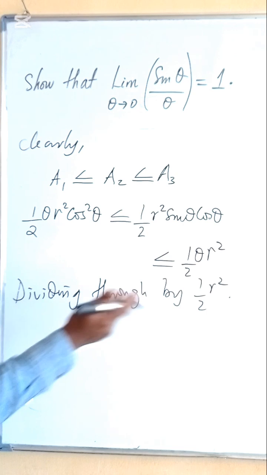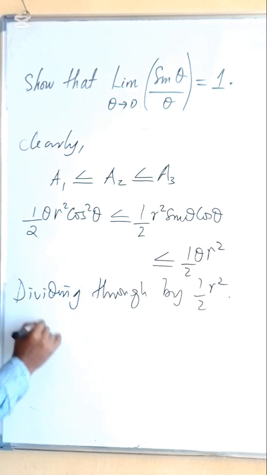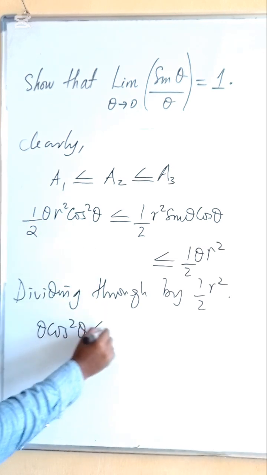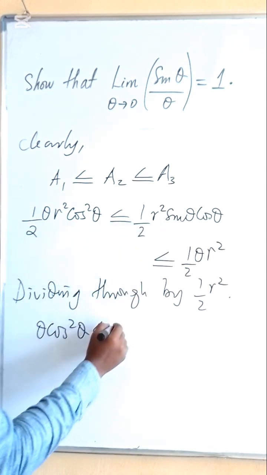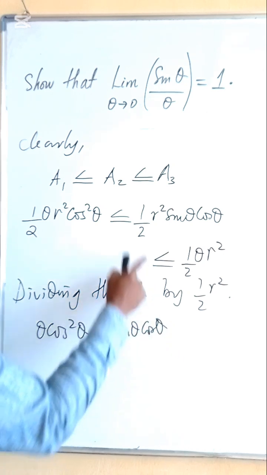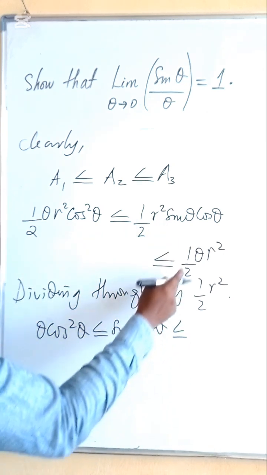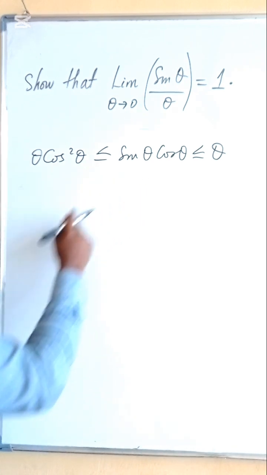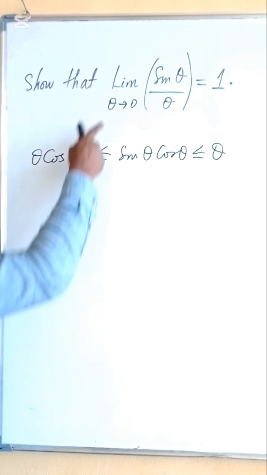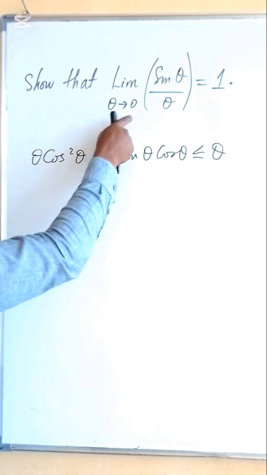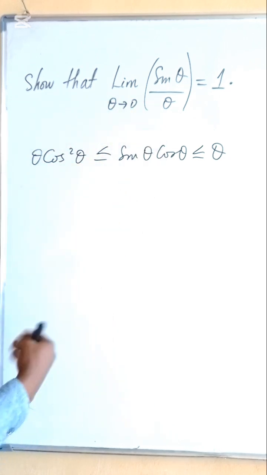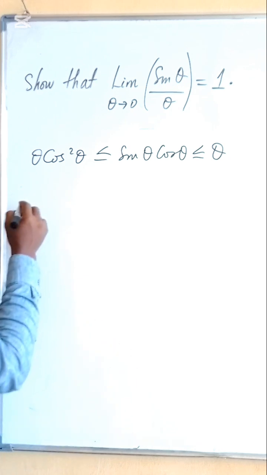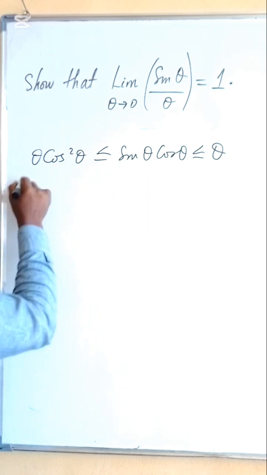when you divide through by half R squared, you end up having theta cos squared theta on this part, less than or equal to sine theta cos theta on this part, less than or equal to theta. Next, because of the result we want to establish, which is to show that the limit as theta tends to 0 of sine theta over theta is equal to 1, we would walk along that direction. That will inform what step you take next. So the next step to take is to divide through by theta.